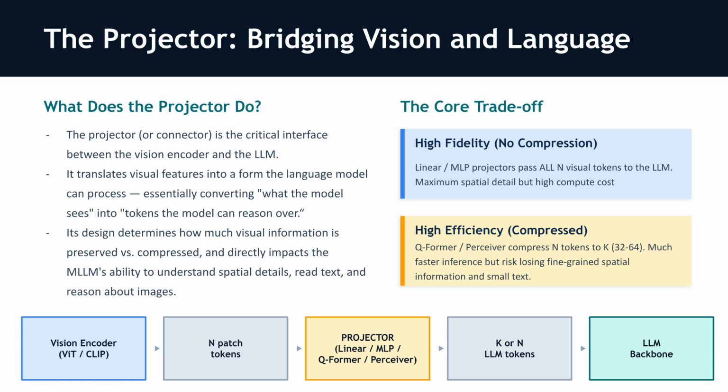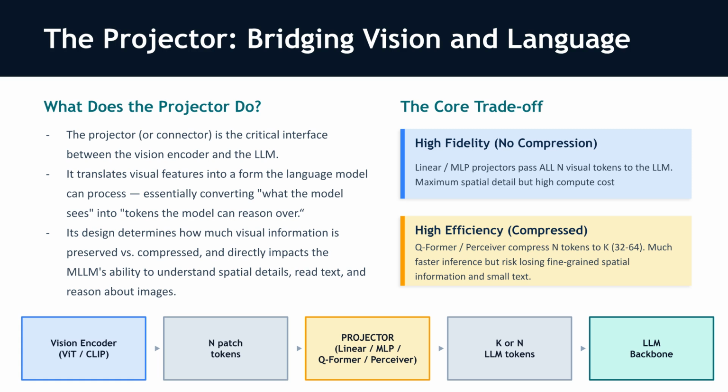On the high-fidelity side, linear and MLP projectors pass all N visual tokens directly to the LLM. This preserves maximum spatial detail, which is crucial for tasks like document reading and fine-grained visual reasoning. But the downside is high computational cost, because the LLM has to process all those visual tokens.